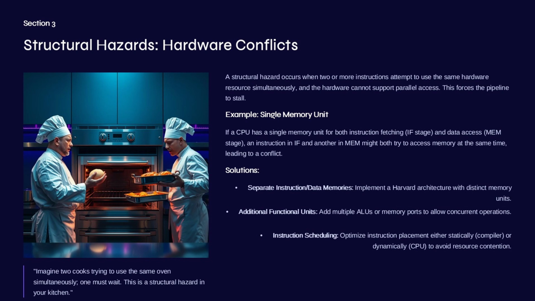Real-world analogy. Imagine one kitchen with one oven. If one cook is baking bread and another needs to roast chicken, only one can proceed. You either buy a second oven or create a cooking schedule. Now, this is where things get a bit trickier.